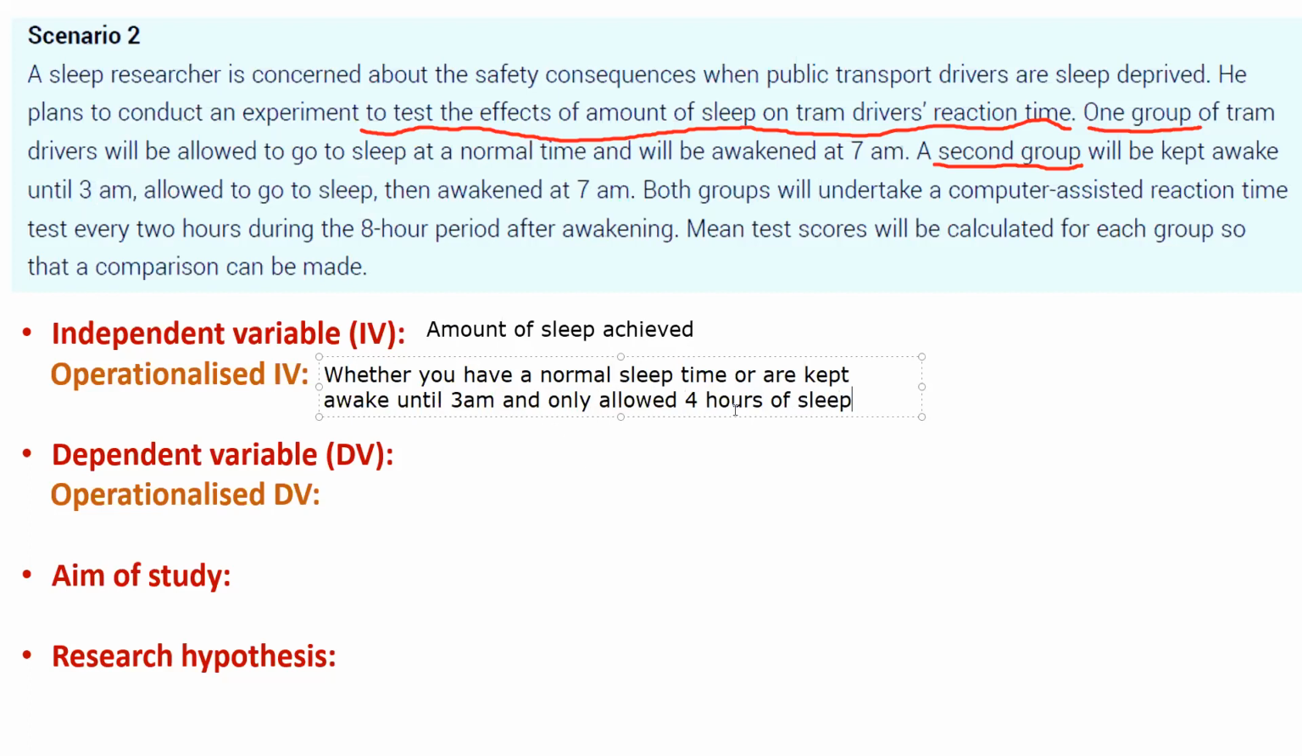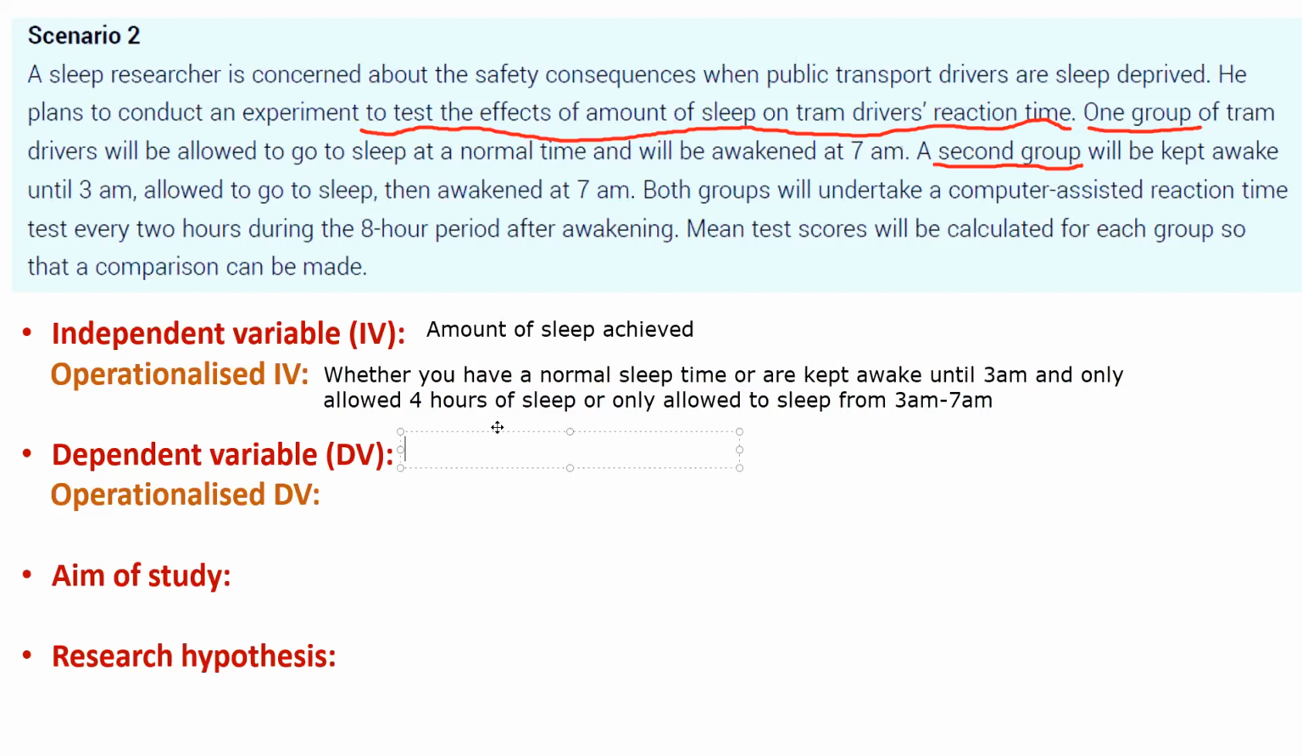You could write, or only allowed to sleep from 3 a.m. to 7 a.m. I'll put that in, or only. Okay, either way, it's correct. Okay, so that's going to be our operationalized IV there. So I'll just make that a bit smaller so that it's not in the way. Okay, now we're looking at the operationalized DV. Okay, and the operationalized DV is going to be obviously what we're measuring for change.